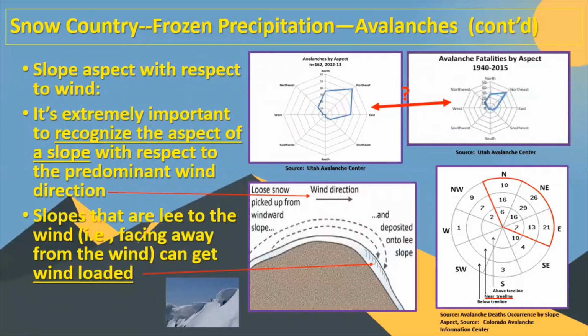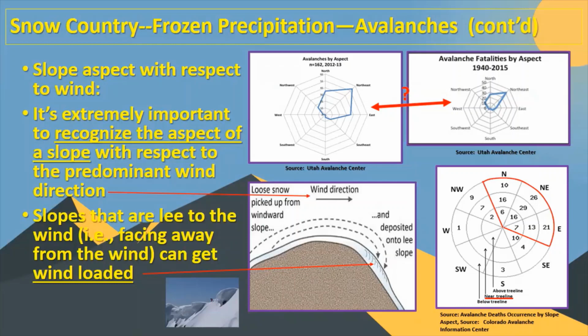Well, why is this important? So this is my safety pitch. If you consider slope aspect with wind, it's extremely important to recognize the importance of wind, particularly the predominant wind direction in stormy conditions. Because wind transfers snow. Snow hits the ground by gravity, crystals hitting it.